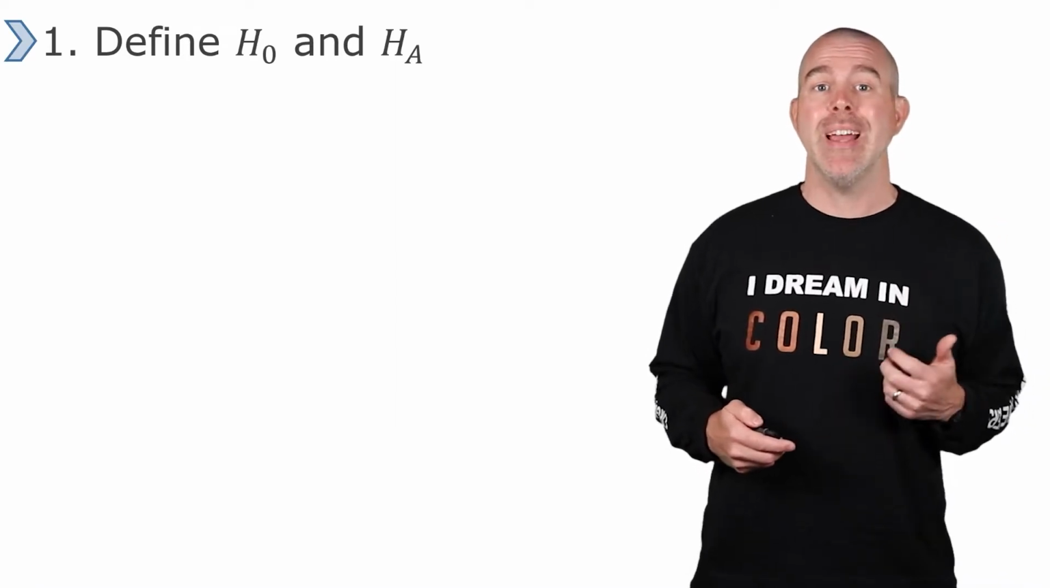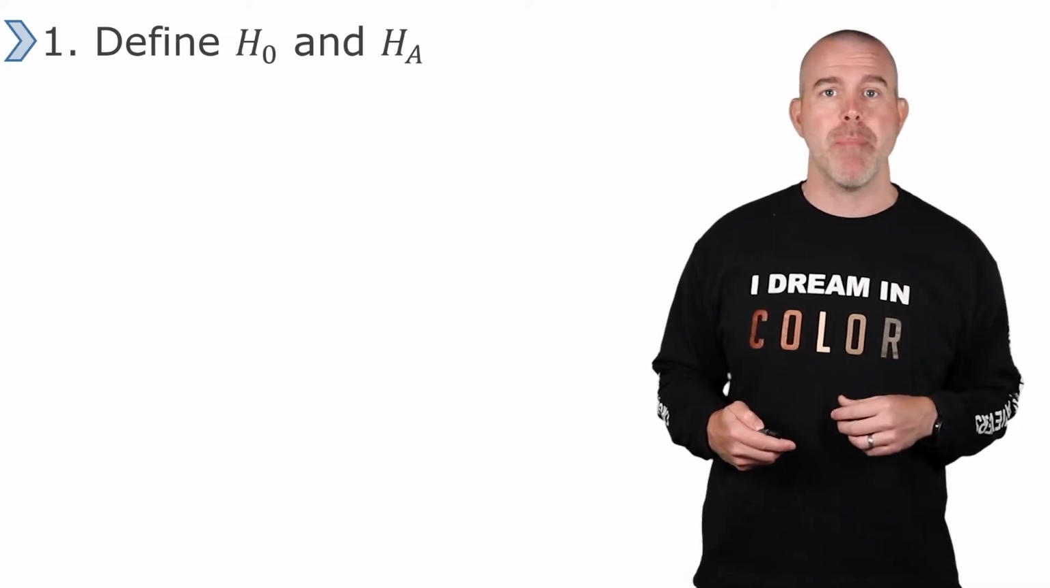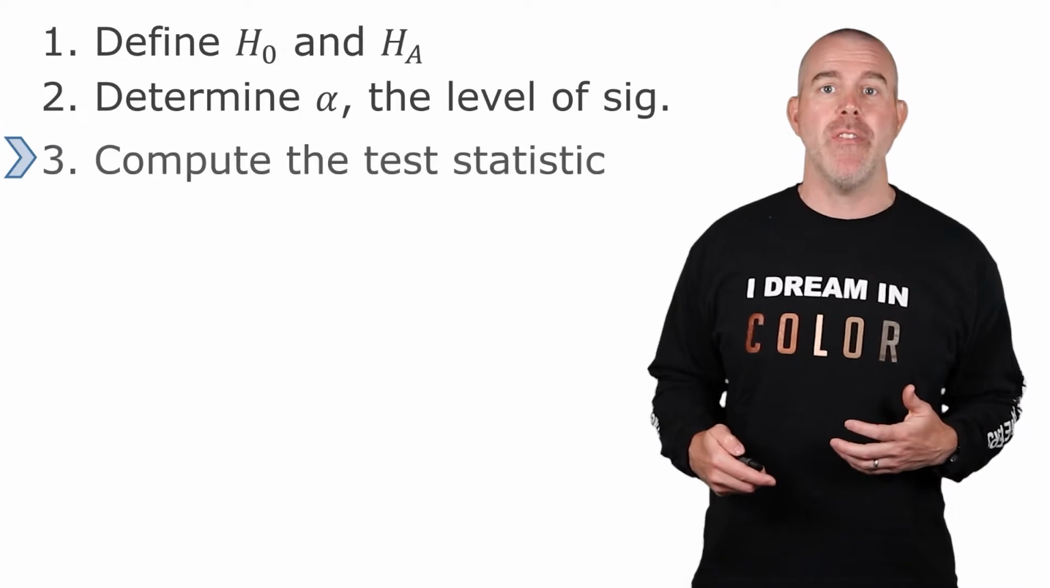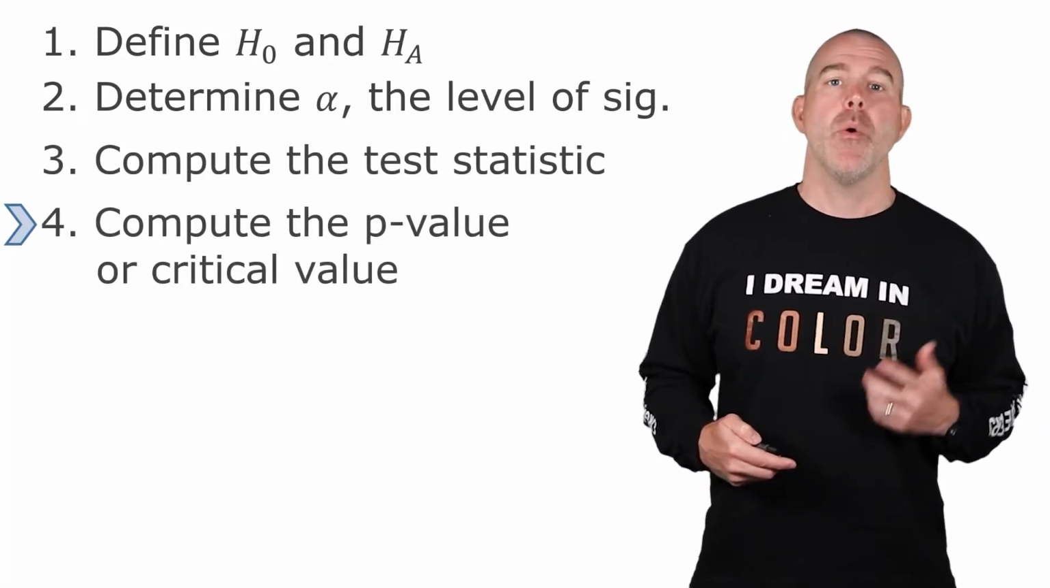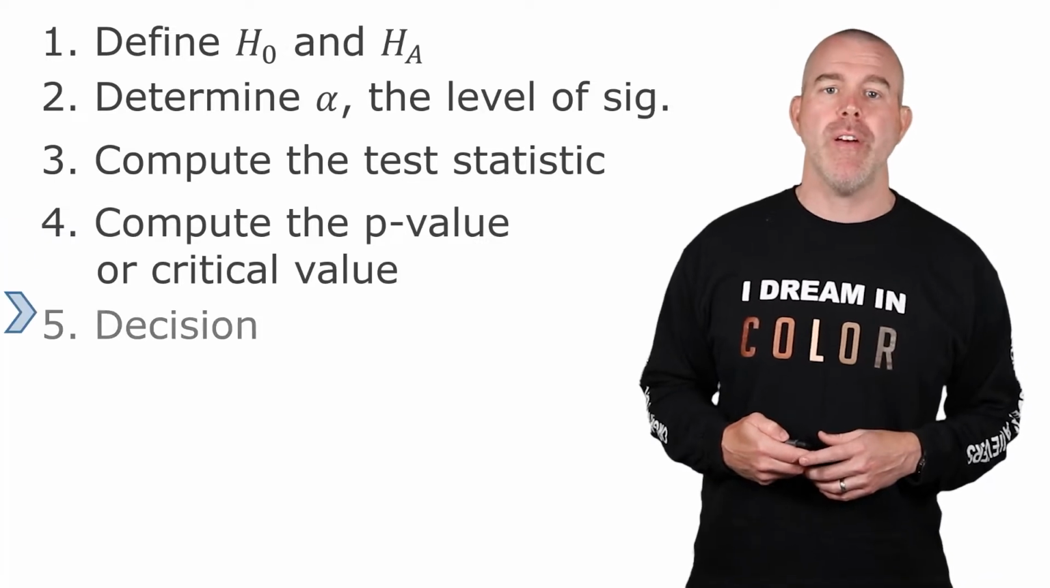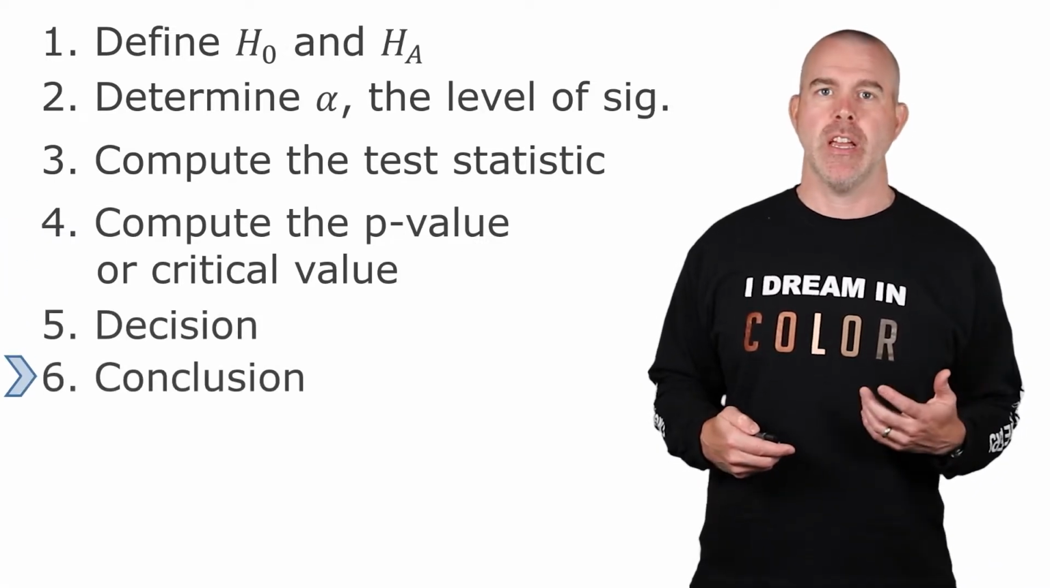Let's remind ourselves of the steps to the hypothesis testing process. First thing we need to do is define the null and alternative hypotheses. Then we want a level of significance. We'll compute a test statistic, and we're going to need a new one this time. We want to compute the p-value or the critical value, make a decision, and then state a conclusion.